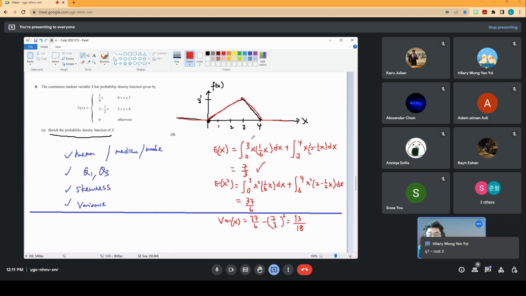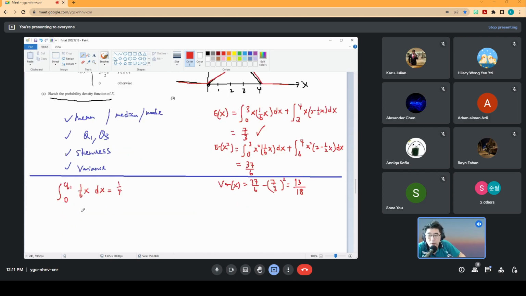Q1 is root 3. Okay, mind telling me how you get that answer? I integrate 1/6x from 0 to Q1, and this should equal 1/4. Okay, so we do this. We have x squared over 12 from 0 to Q1 equals 1/4. So Q1 equals root 3. Yes, it's correct.